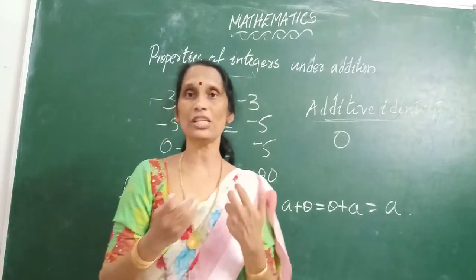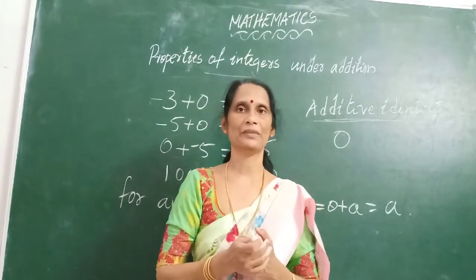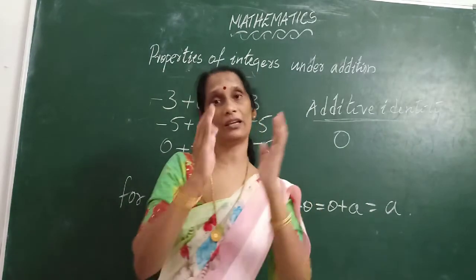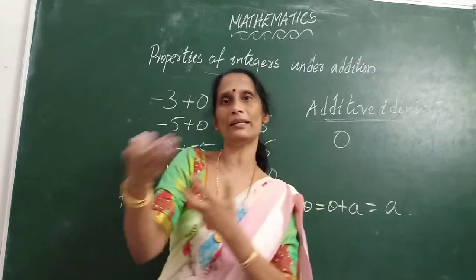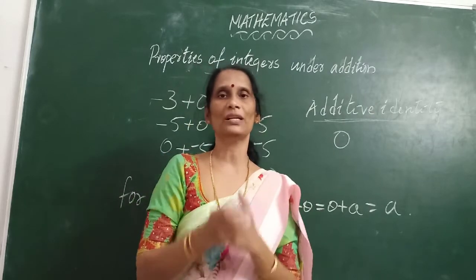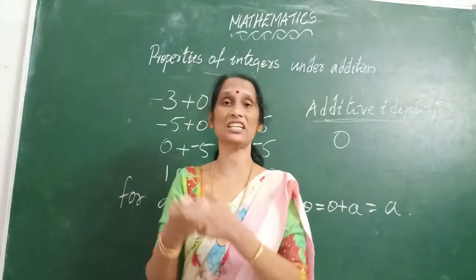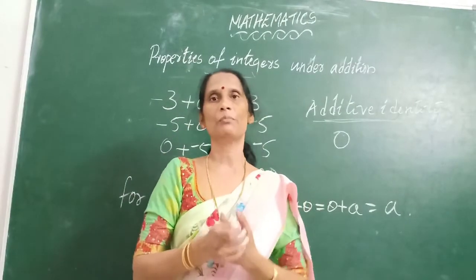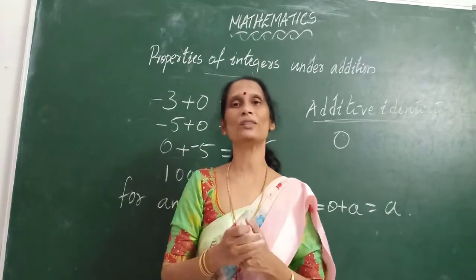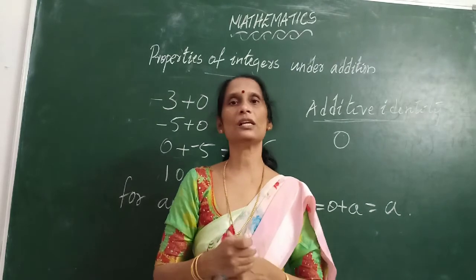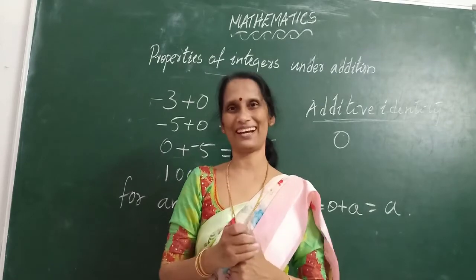Again we learned associative property. For any three integers a, b and c, a plus b plus c, where a and b are in the bracket. First we have to add a and b, then with the sum add c. That is equal to a plus b plus c, where b and c are in the bracket, then you have to add b and c first, and along with that one you have to add a. But the value does not change. So you have to learn all these, and in the next class we will learn about the properties of integers under subtraction. Okay.